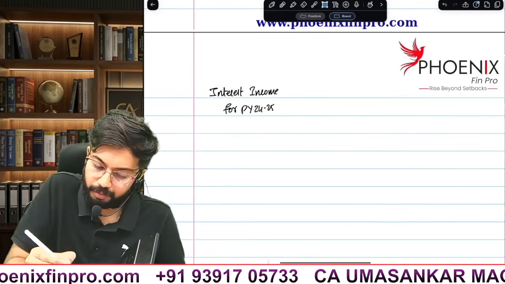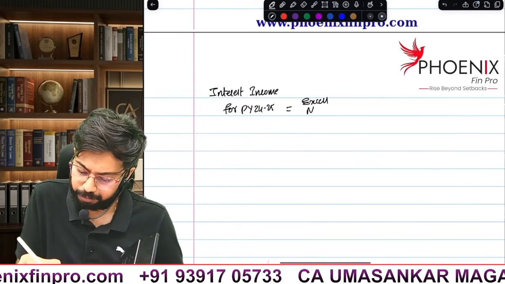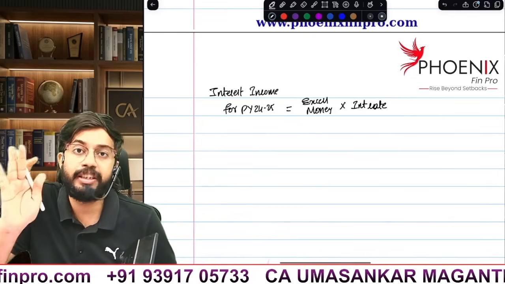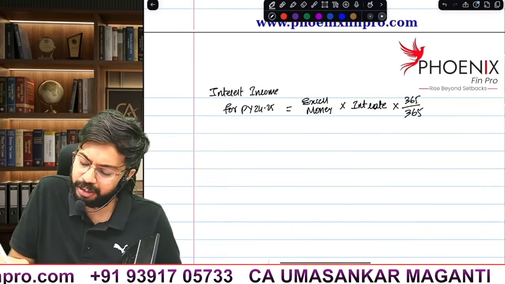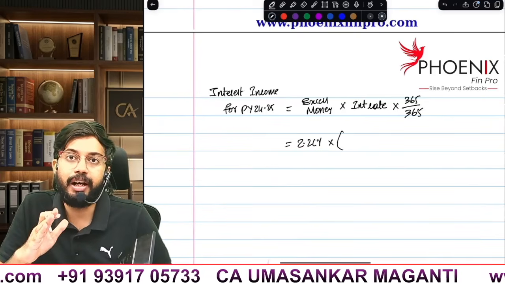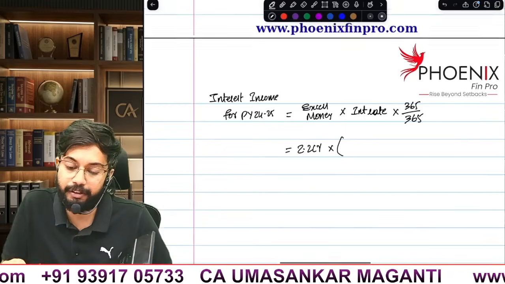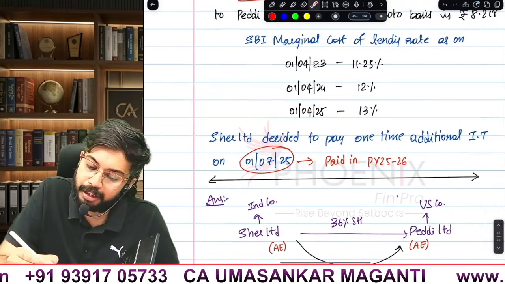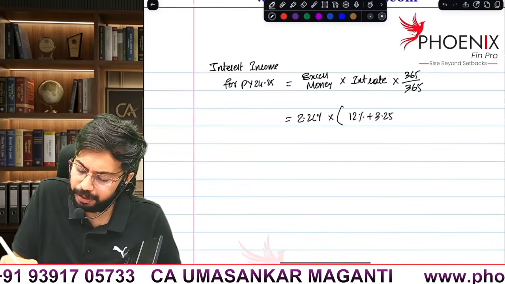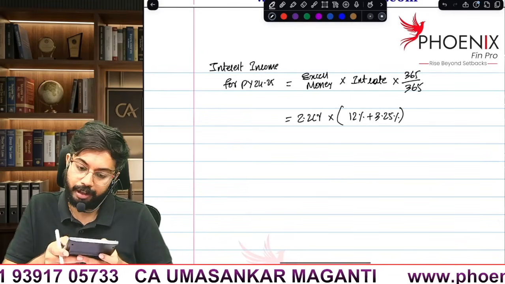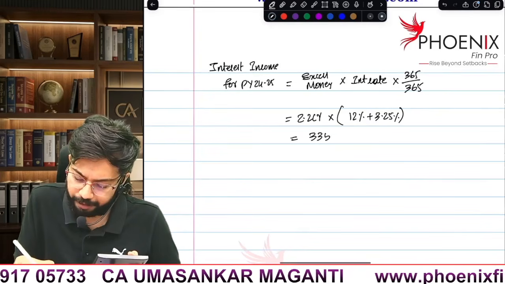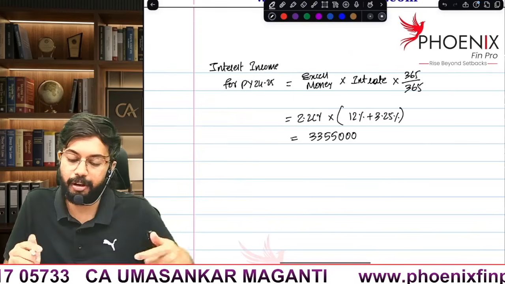Again same, you have to calculate excess money into interest rate. In 24-25 you have to calculate for total 365 days. So into 365 by 365, which is 1. Excess money is 2.2 crores into interest rate. We are calculating for 24-25. So we need to take SBI marginal cost of lending rate as on 1st April 2024. So 1st April 2024 SBI marginal cost of lending rate is 12%. So you will consider 12%. To that you will add 3.25%. So 12 plus 3.25, how much? 15.25, correct? 33 lakh 55,000. That will be added to total income of SSC.